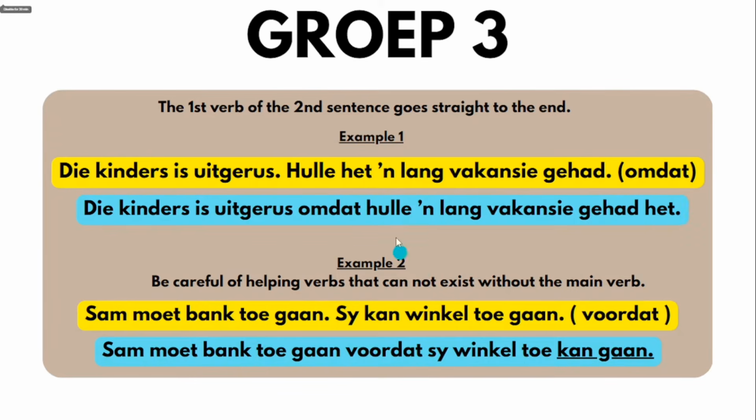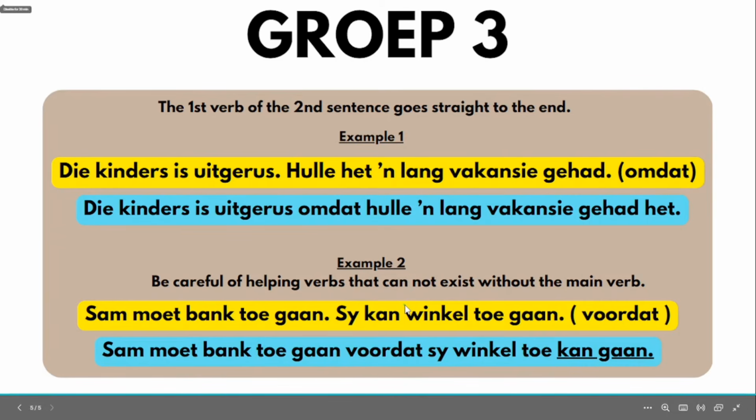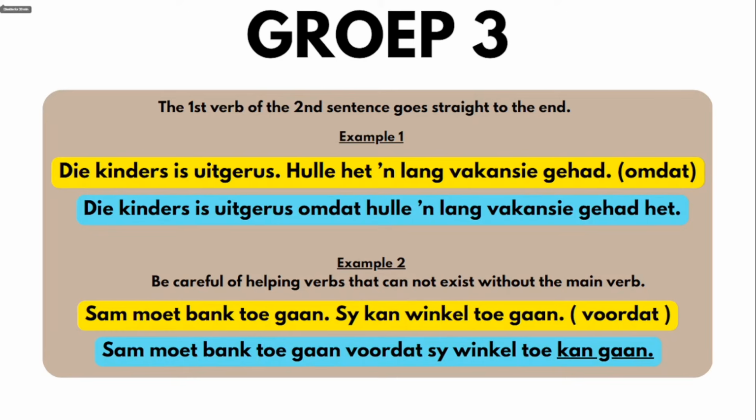Okay, then example 2. I said be careful of helping verbs that cannot exist without the main verb. What do I mean by that? In this second sentence, you have kan here. Kan can't exist on its own. Other ones that are like this are moet, gaan, etc. or kom or something like that. So they can't exist on their own. So they need to go to the end of the sentence, but they need to be attached to the main verb, okay? And the main verb here is gaan.